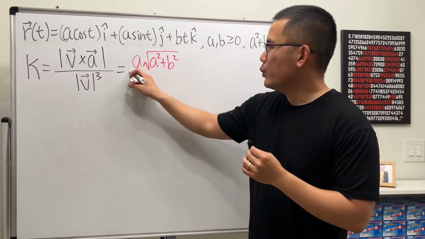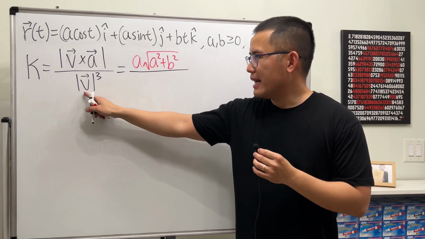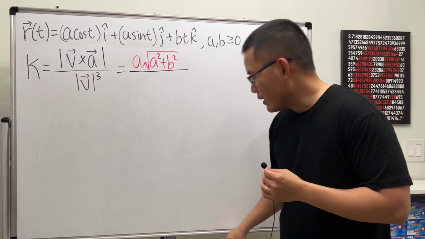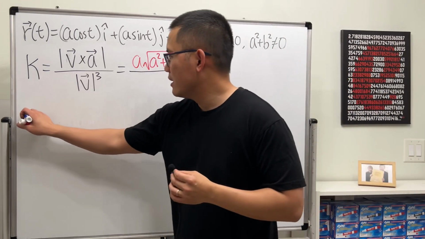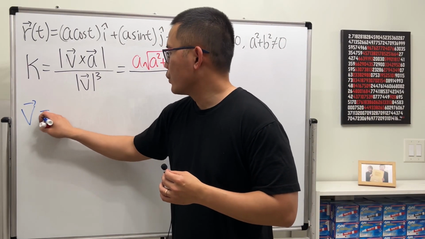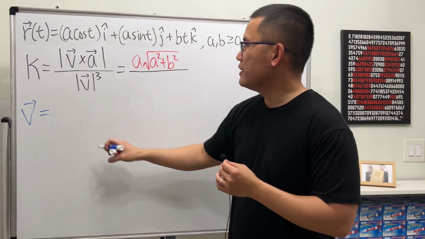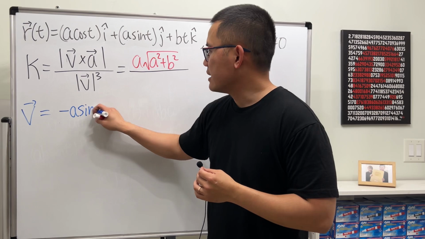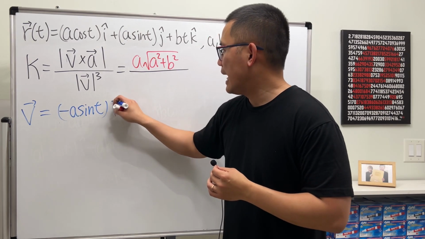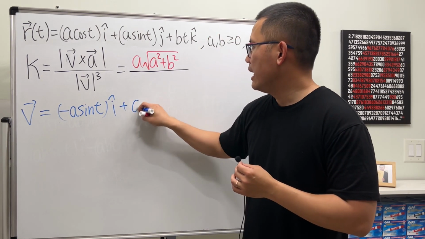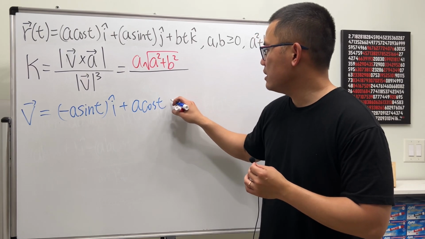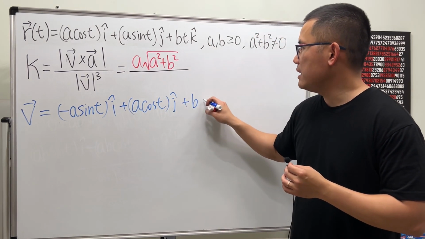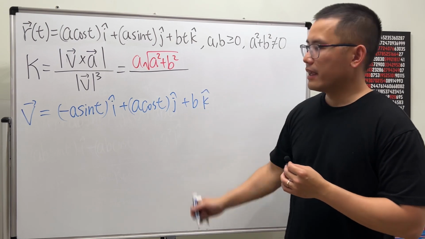Then on the bottom, we will have to divide it by the magnitude of v and then raise that to the 3rd power. So let's see. For v, of course, we'll just get the derivative. So that is negative a sine t i, and then we add a cosine t j, and then finally, we have to add b k.